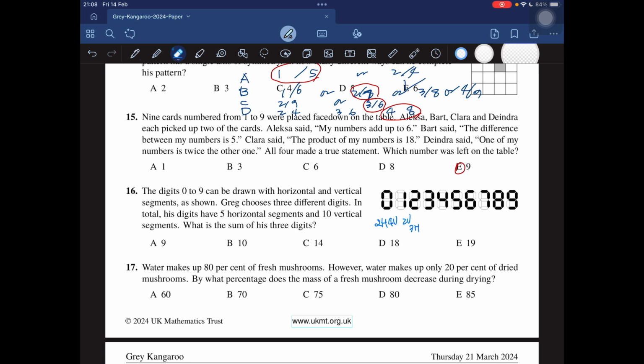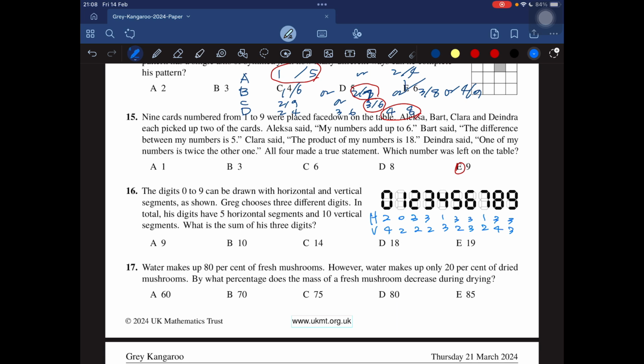Let's make it like this. Let me make it horizontal, vertical. 2, 4, 2, 0, 3, 2, 3, 2, 1, 3, 3, 2, 3, 3, 1, 2, 3, 4, 3, 3. So now we have 3 numbers and 3 horizontal segments. Okay, and 10 vertical segments.